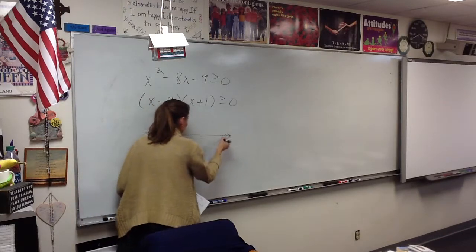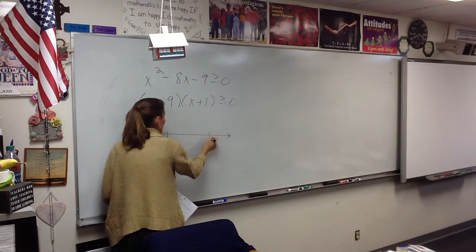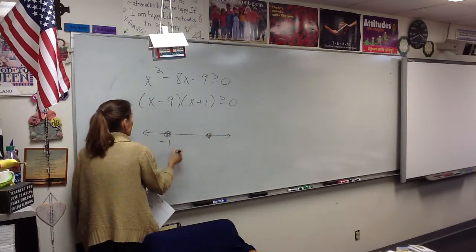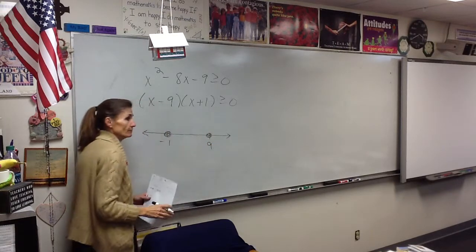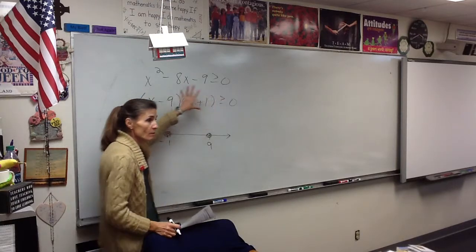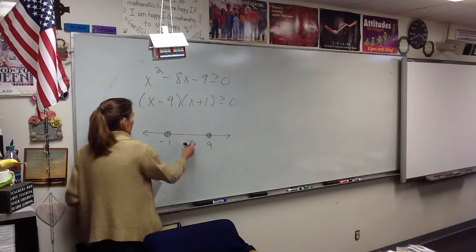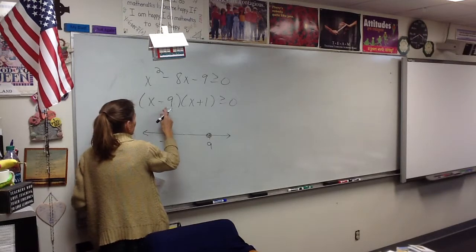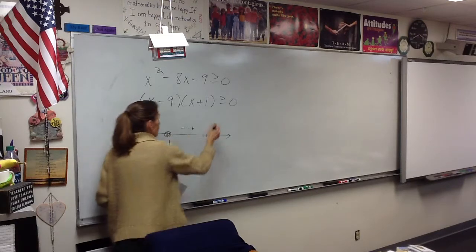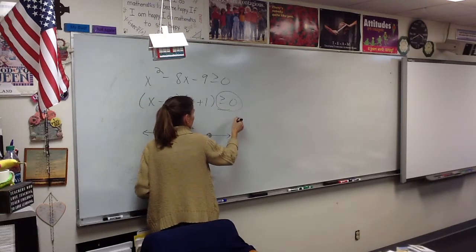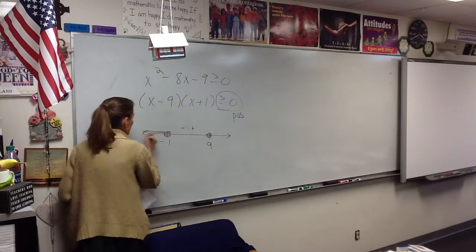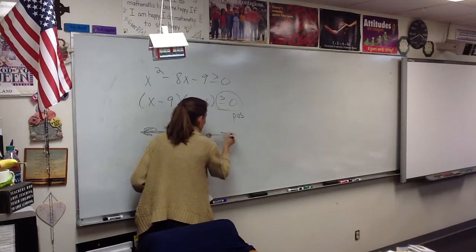Then we draw a number line. And on the number line are going to go 2 filled in dots. 1 at -1 and 1 at 9. Nothing is squared or weird about the problem, so I'll just stick 0 in. 0 gives me a negative times a positive. What am I looking for? Positive. That doesn't work, does it? So my answer is this or this.